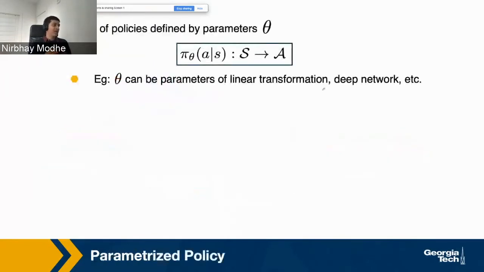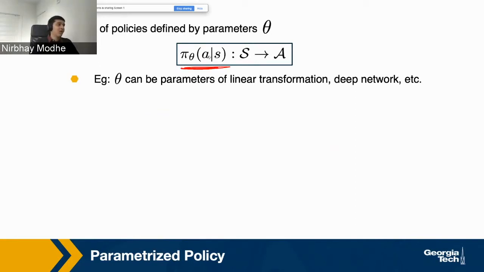Now, as it was with deep Q learning, I'm going to try to answer the same two questions. The first question is, for this algorithm, how am I going to collect data? And the second question is that given that I've collected data, how am I going to update my models? So in this case, what is my model? My model is going to be a parameterized policy pi theta, which is just a mapping from states to actions.